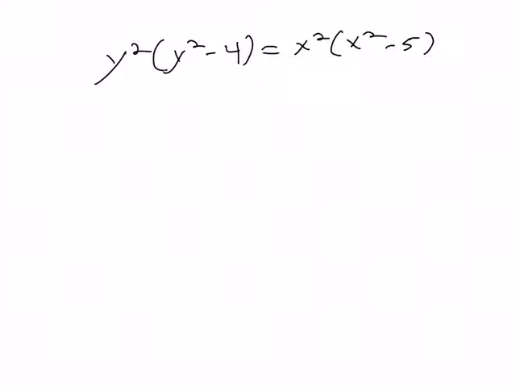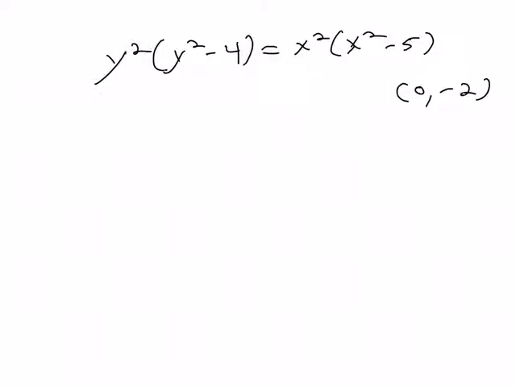I'm going to skip some of these. Let's do one more. So problem 30. It's called the devil's curve. Again, we want to find the tangent line, y squared minus 4 is equal to x squared times x squared minus 5. This is at the point 0 comma negative 2.